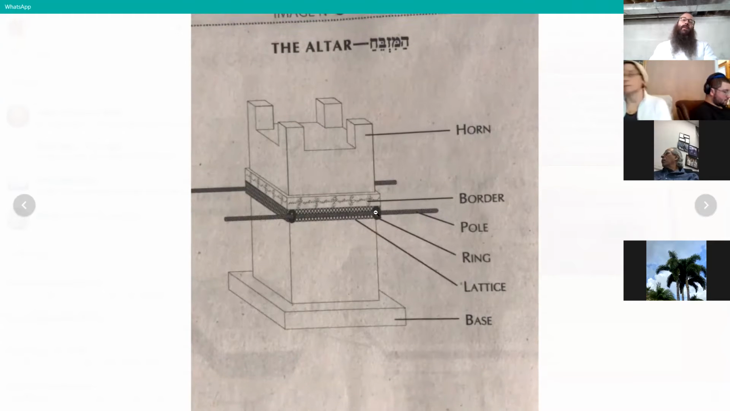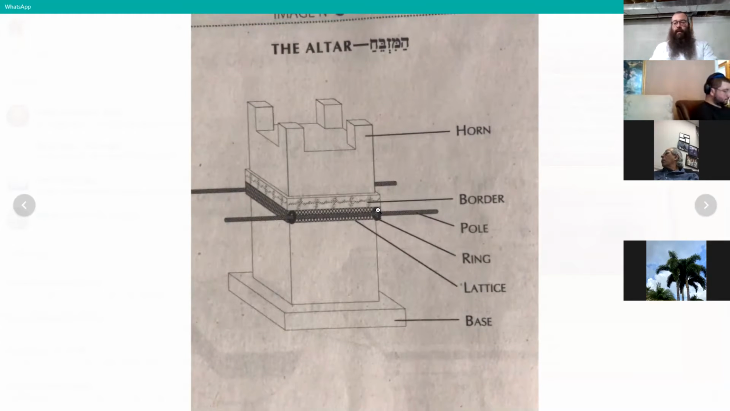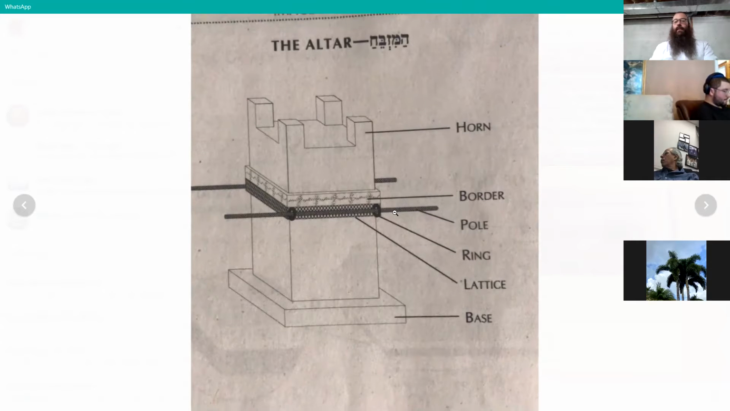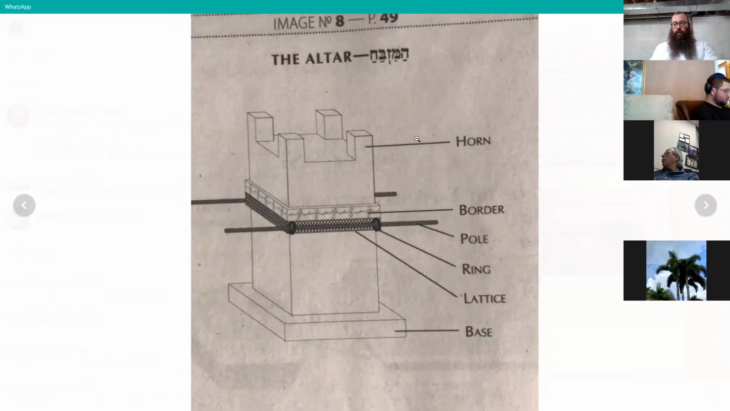Another thing I missed is with all the other parts of the altar, of all the other pieces of furniture that they built, they always carried it. So in the lattice on the altar, there were 2 rings on each side, 2 different sides. There was a total of 4 rings. They stuck the poles in between the rings, and that is how they carried the altar.